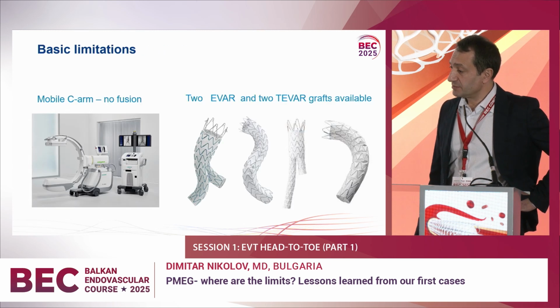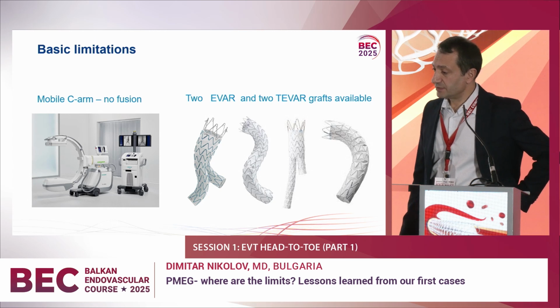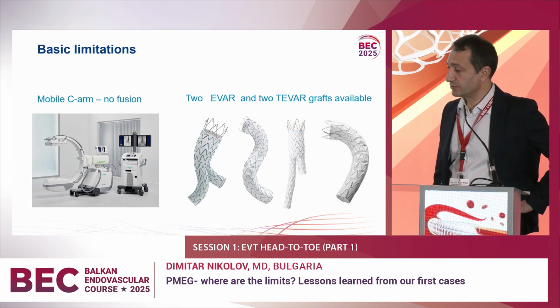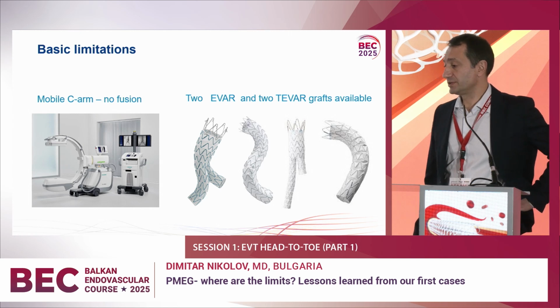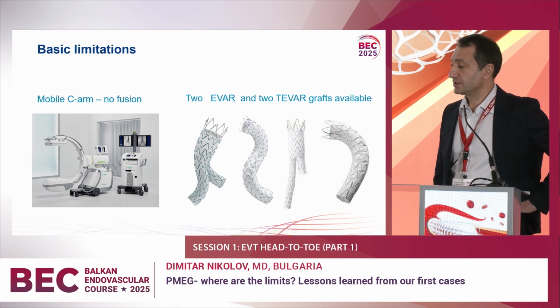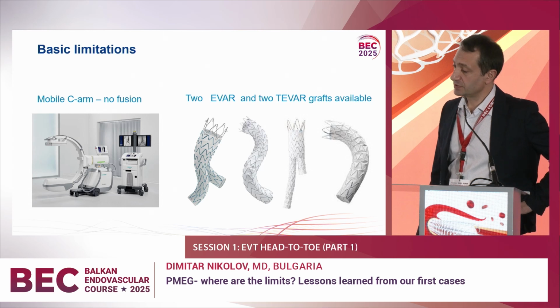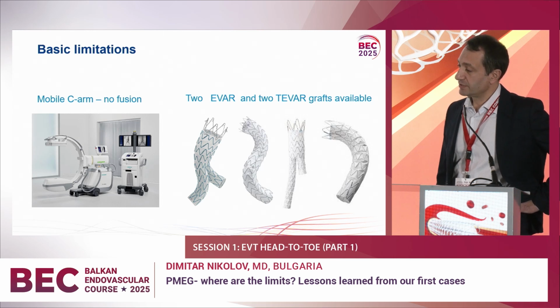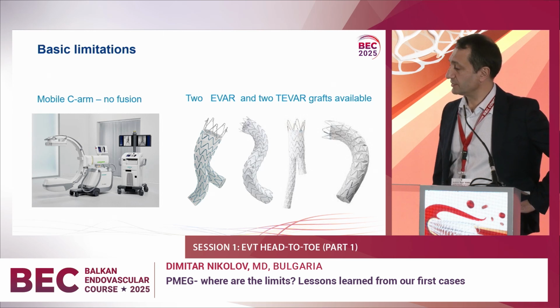So where are the limits? In fact, we have some basic limitations. Up to now, we are struggling with a mobile C-arm, in which we don't have a fusion system, and we have to choose between two EVAR and two TEVAR grafts, which are available in our country.